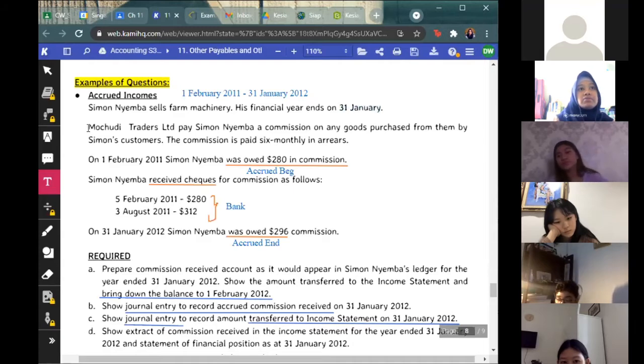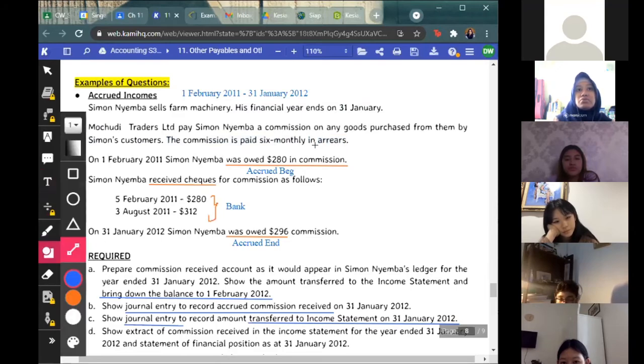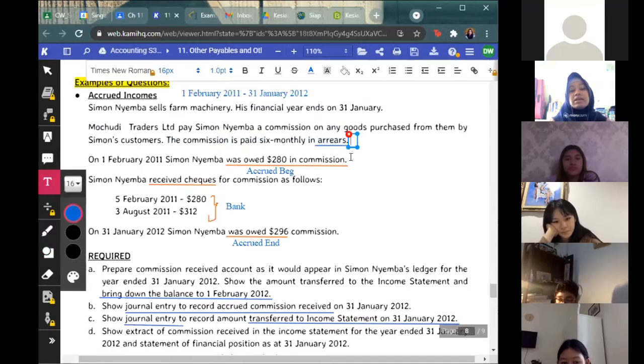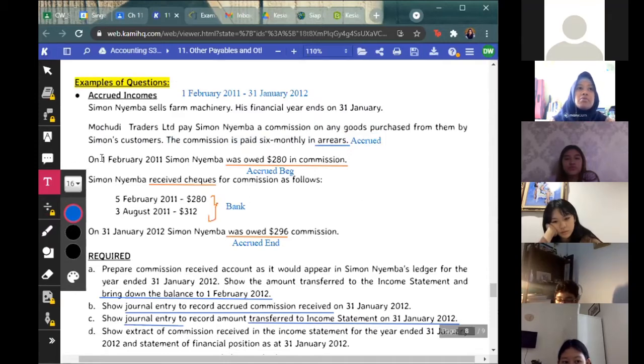Mochiri traders pay Simon a commission of any goods purchased from them by Simon's customers. The commission is paid 6 monthly in arrears. You find this word, arrears. Arrears represents due or outstanding. When you see arrears, outstanding, or due, we are in the case of accrued. On 1 February 2011, Simon Yemba was owed 280 in commission. Owed also represents accrued.